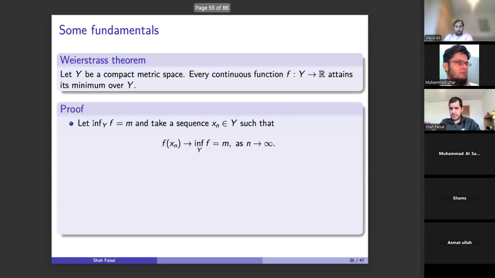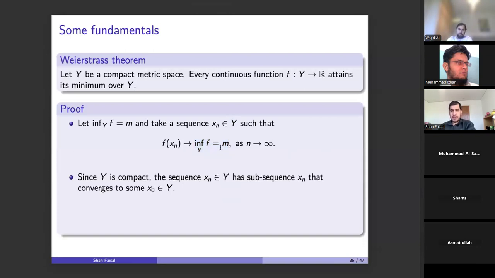Let's have a look at the proof of this theorem. So take the infimum of f over Y to be some number m, which could be minus infinity, I don't care, but it's something m, okay? And take a sequence in Y such that the value of the function along that sequence converges to the infimum. Now, such a sequence exists by definition of infimum, so you can approximate the infimum of the function through sequences. Okay.